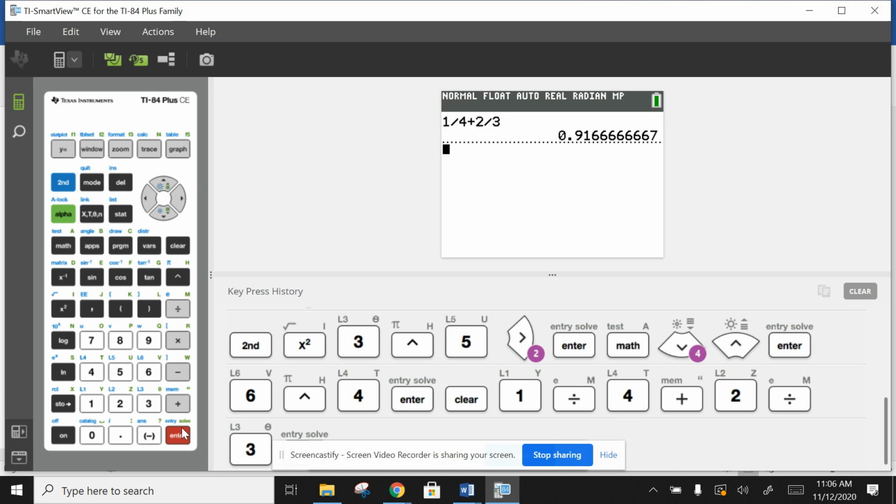Now, that's okay. You have an option. We should hopefully be able to convert this into a fraction. I got to remember how to do that myself.